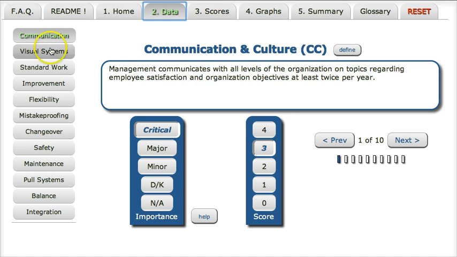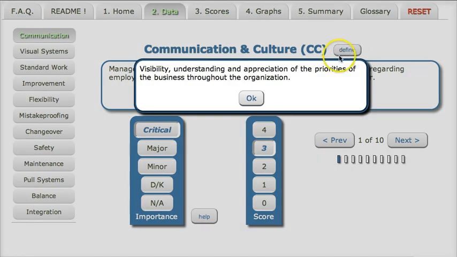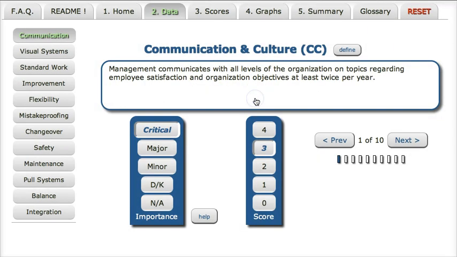Top center, we see the category heading, and next to it is a button that brings up a short definition to remind us of the focus. Beneath the heading is the first best practice in this category.